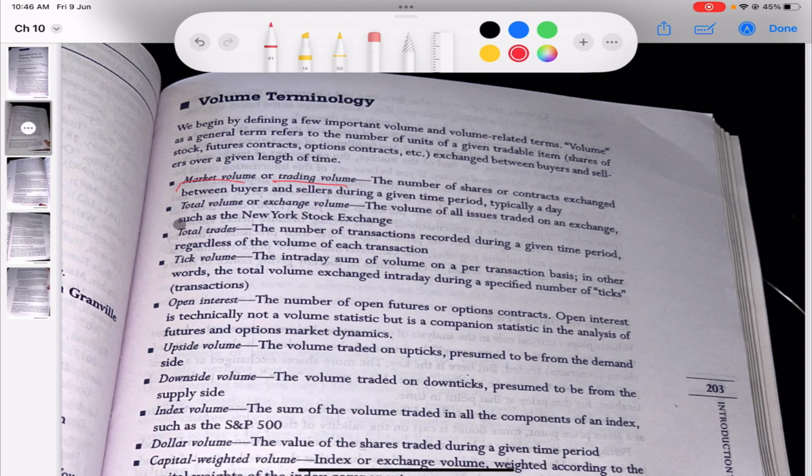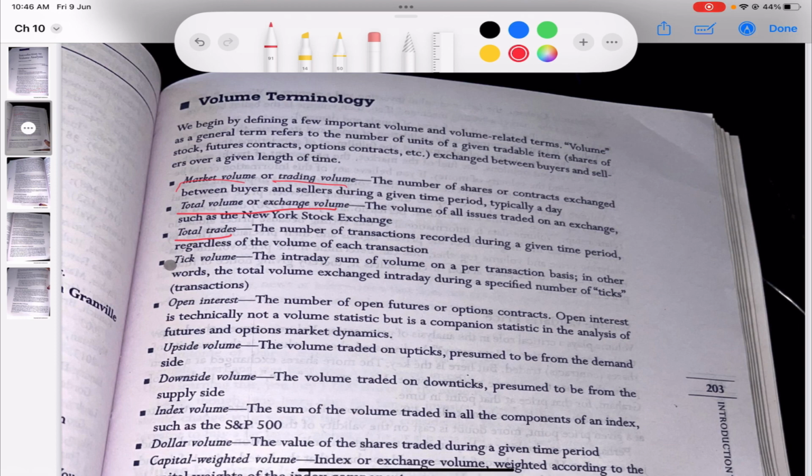Now let's come to what is total volume or exchange volume. The volume of all issues traded on an exchange such as the New York Stock Exchange. When you talk about total volume or exchange volume, you are talking about the volume of the exchange itself, that is the volume of the entire market or the entire stock exchange. Fine. Now what is total trades? Total trades is the number of transactions recorded during a given period of time. So regardless of the volume, the number of transactions that took place is my total trades.